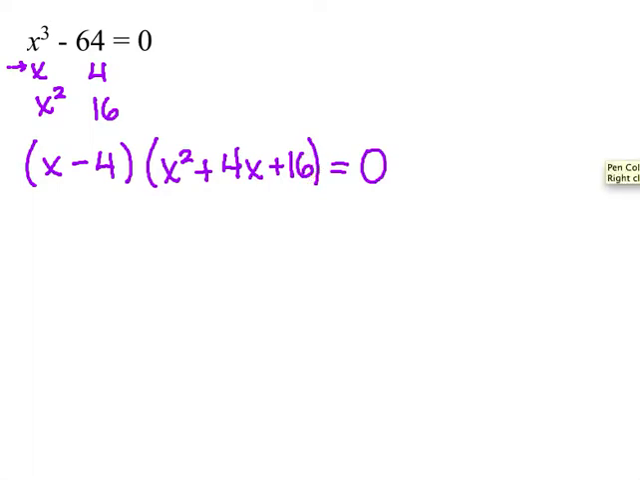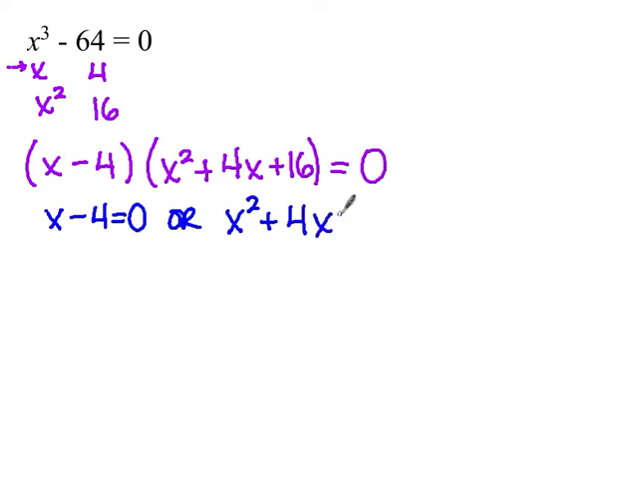So according to this, I know that either x minus 4 equals 0, or x squared plus 4x plus 16 equals 0. So first solution, what do I get here? 4. Good. So we got that one done.